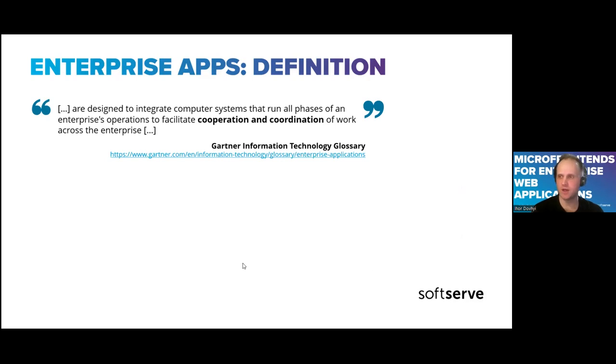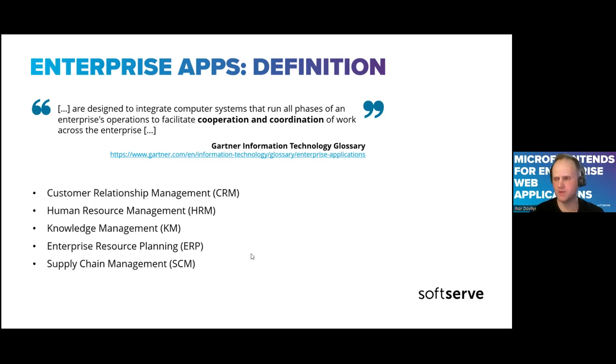Enterprise applications are about organizations. They're targeted not at individuals, but at organizations. And with organizations, it's important to understand it's not just a social network, right? Because a social network is also an organization. Enterprises have coordinated cooperation of their parts. And this coordinated cooperation is what usually defines enterprise applications.